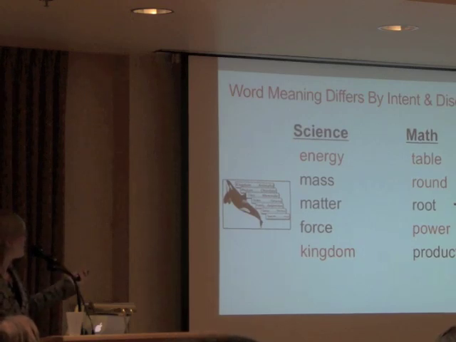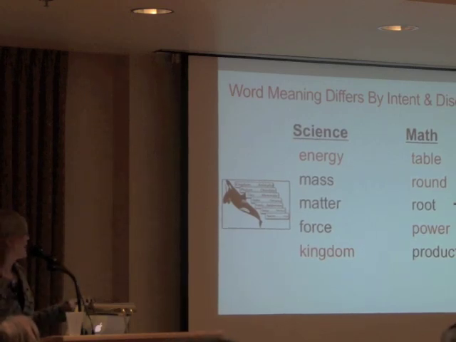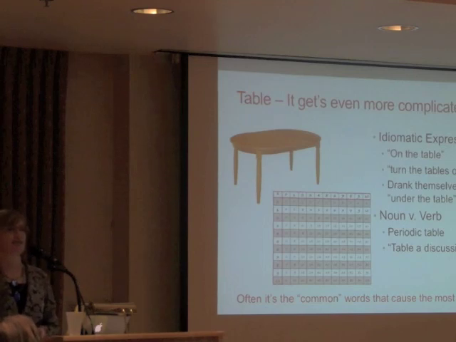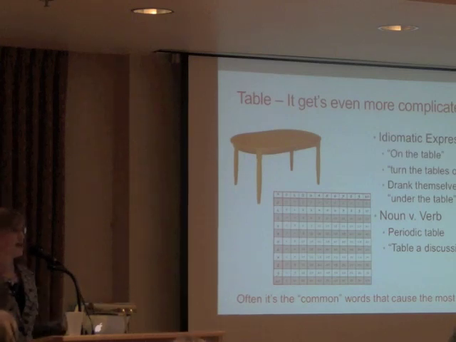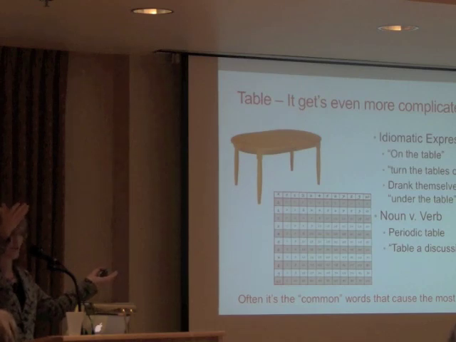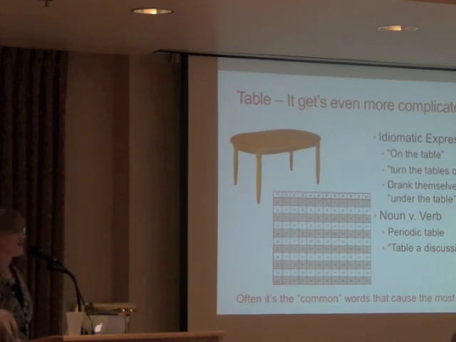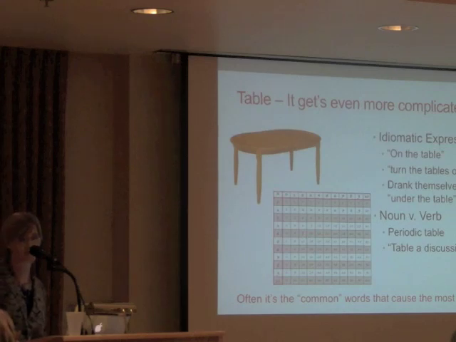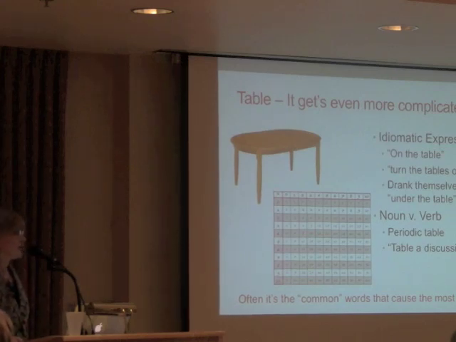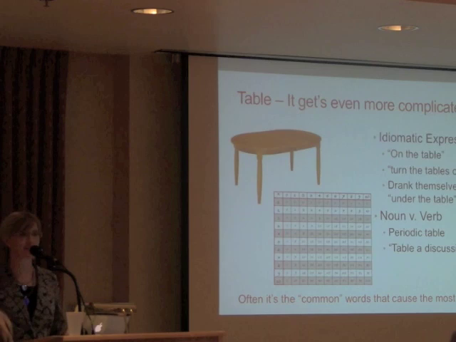I highlighted just the ones in red, which was the ones I asked you about. But look at table. Table gets even more complicated. So there are the two kinds of table, a concrete table as in the one you're sitting at. There's a table in terms of how we arrange data, as was shared at the back of the room. But we have idiomatic expressions. It's all on the table. They turned the tables on. They drank themselves under the table. Nouns versus verb, a periodic table versus table a discussion.